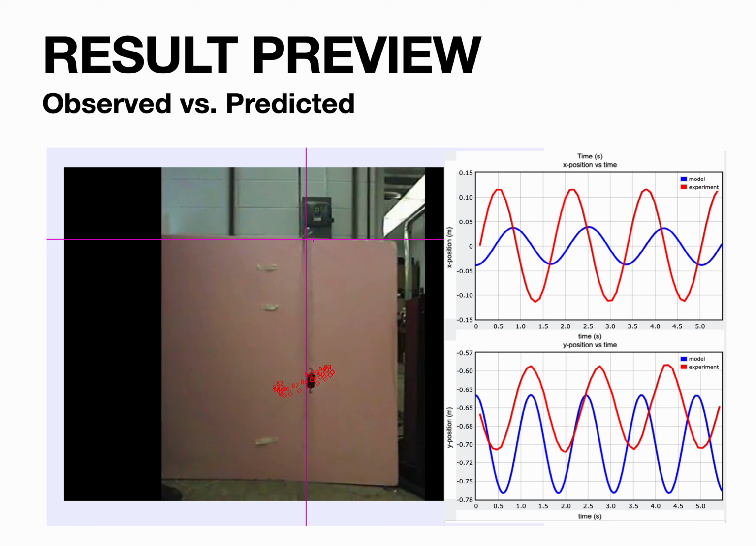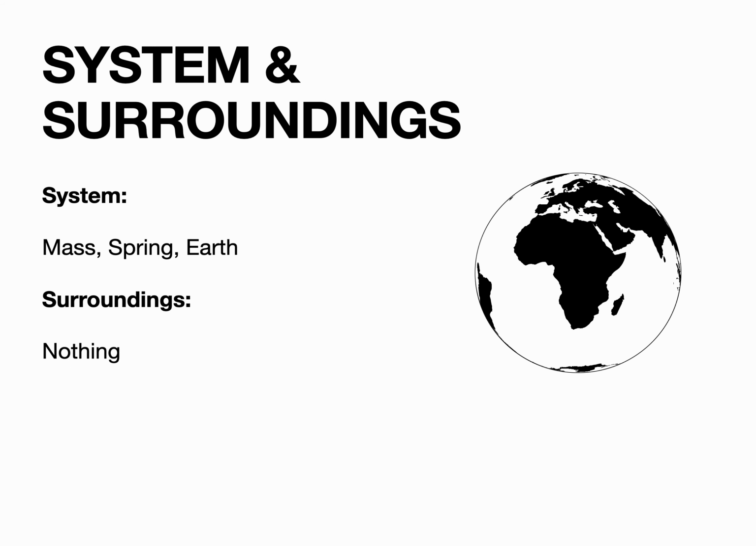This is a preview of the result, showing what everything looks like in the end, and I'll explain how we got to this. Again, system: mass, spring, Earth. Surroundings: nothing.